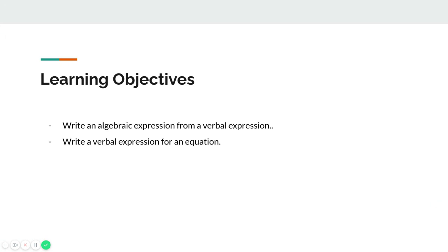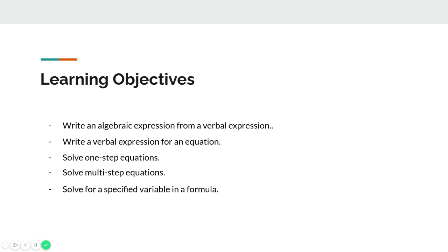Then we're going to turn that back around. I will give you an equation or an expression. I will want you to write out a sentence that represents it. We will also solve one-step equations. We're going to solve multi-step equations. Lastly, we're going to solve equations for a specified variable.